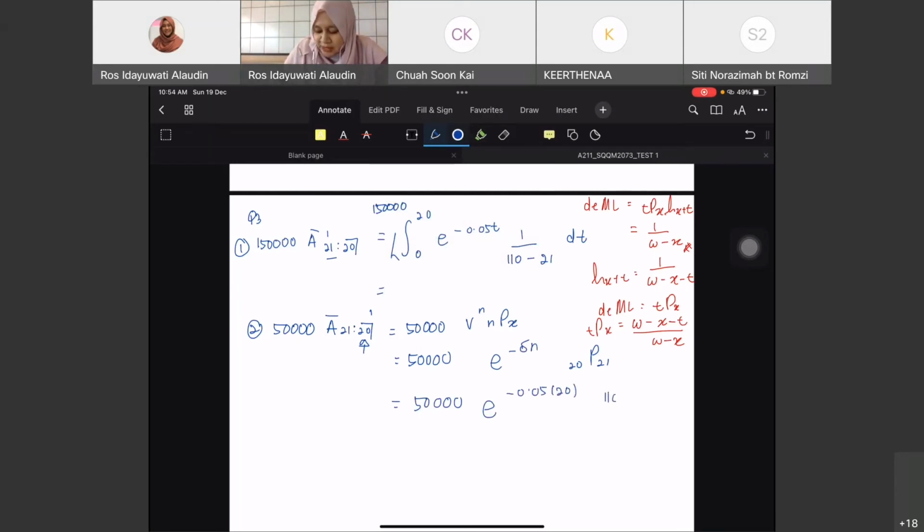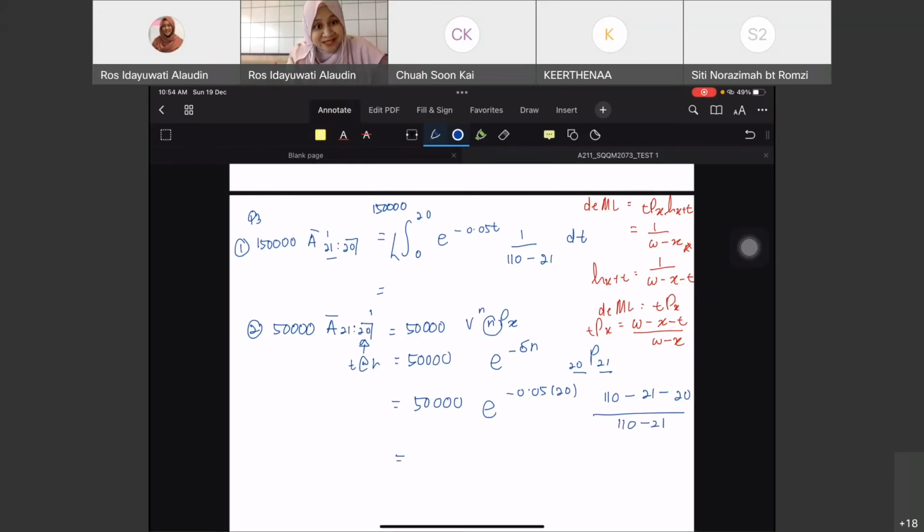So omega is 110, x is 21, t is 20. T and n, you can use either, it's the same. So omega minus x is minus 21. So you can solve this problem.